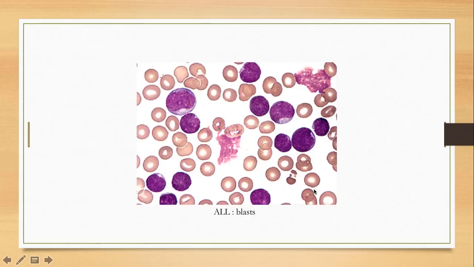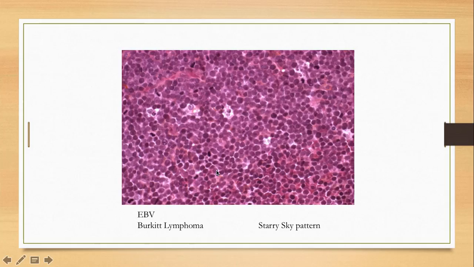Here is a slide showing an ALL smear. So there are some blast cells. So just a quick review on this. And then this is an important slide showing Burkitt lymphoma dissection.